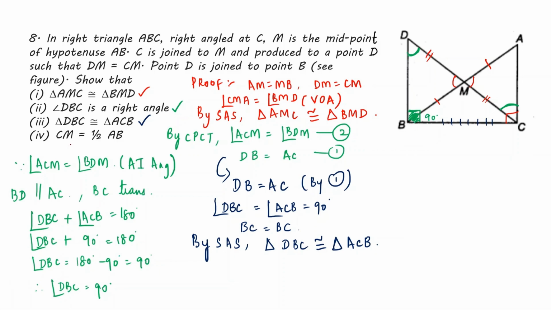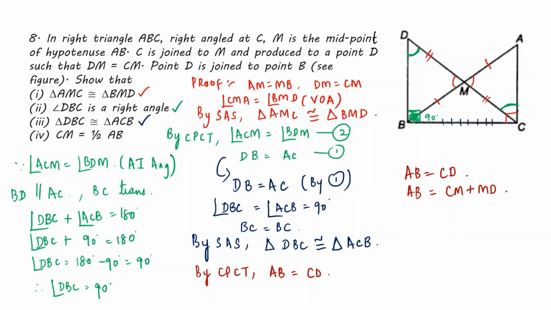Now, let's look at the fourth subdivision. We need to prove that CM is equal to half AB. Since triangle DBC is congruent to triangle ACB, by corresponding parts of congruent triangles, CPCT, side AB is equal to side CD. Looking at the figure, we could write CD as CM plus MD.